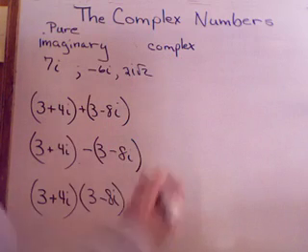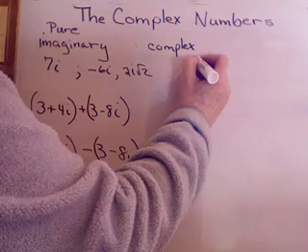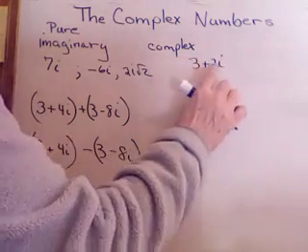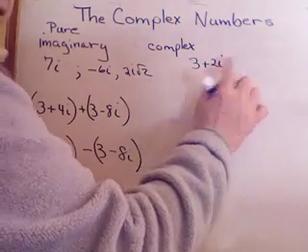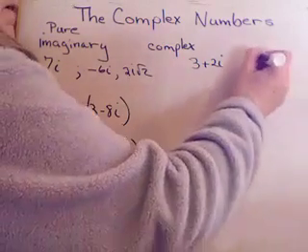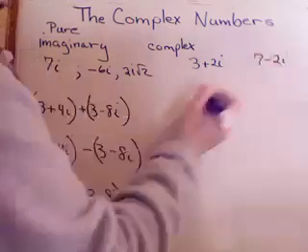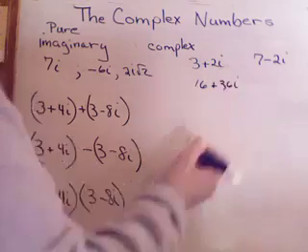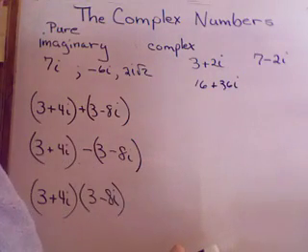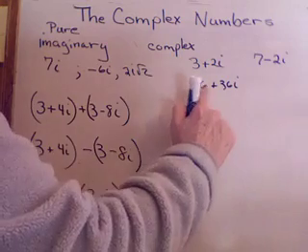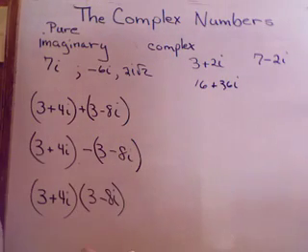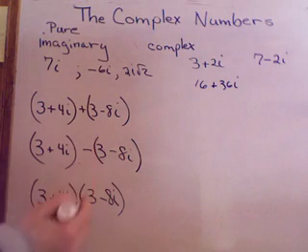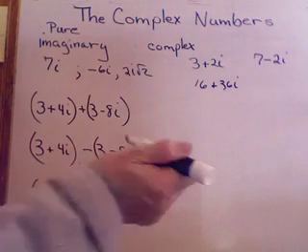As opposed to a complex number that could be something like 3 plus 2i. It has a real part and an imaginary part. Something like 7 minus 2i, 16 plus 36i. Those are complex numbers. They have real parts and imaginary parts. Now, when you're dealing with complex numbers, you're going to be adding them, subtracting them, multiplying them in solving problems.